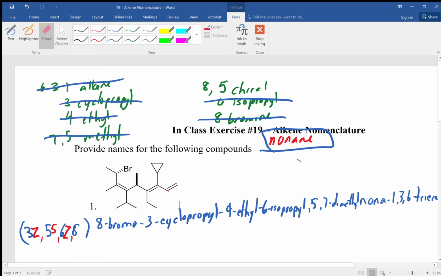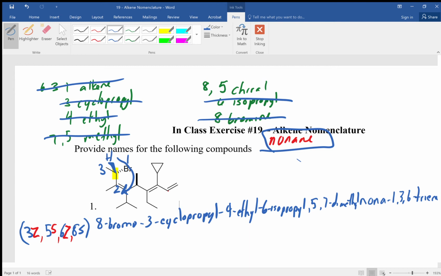One final stereocenter, that being the one with the bromine. This one's actually a lot easier. Bromine is highest priority. Here's a carbon bonded to 2 carbons versus a methyl, 2, 3. Our arrow is clockwise, which would be R, but because our lowest priority substituent, the hydrogen, is pointing forward, we have to take the opposite, and we get S. So 3Z, 5S, 6Z, 8S, 8-bromo, 3-cyclopropyl, 4-ethyl, 6-isopropyl, 5,7-dimethyl, nona-1,3,6-triene.